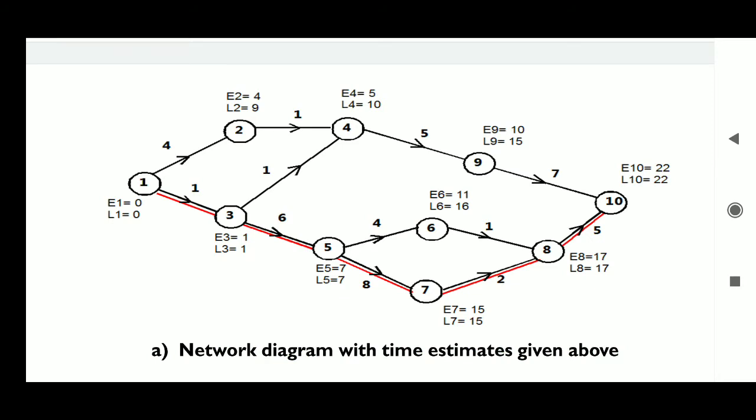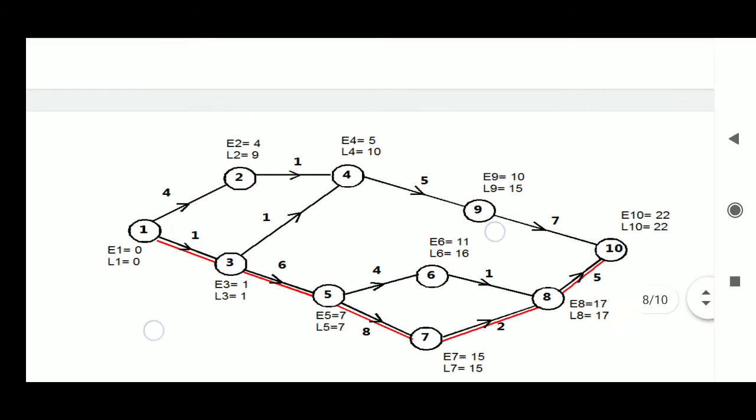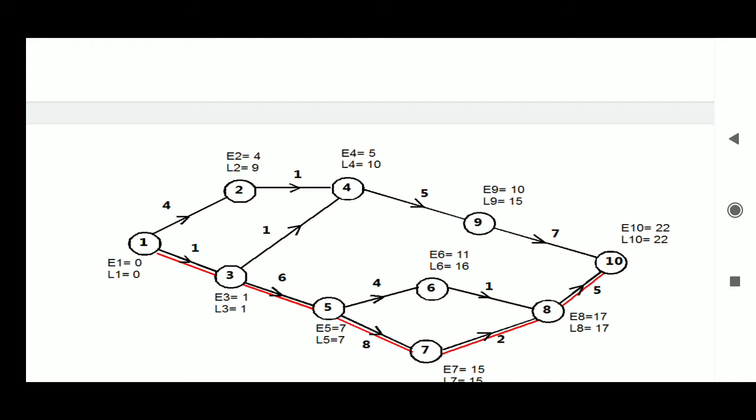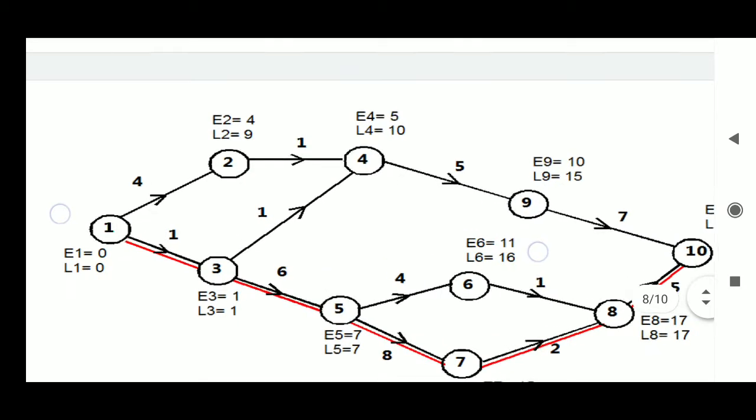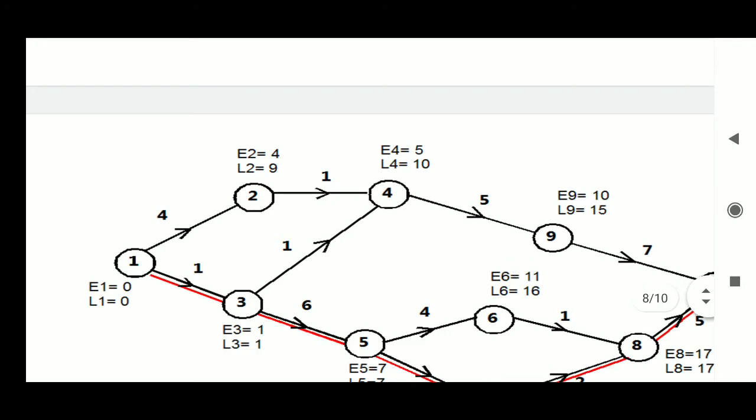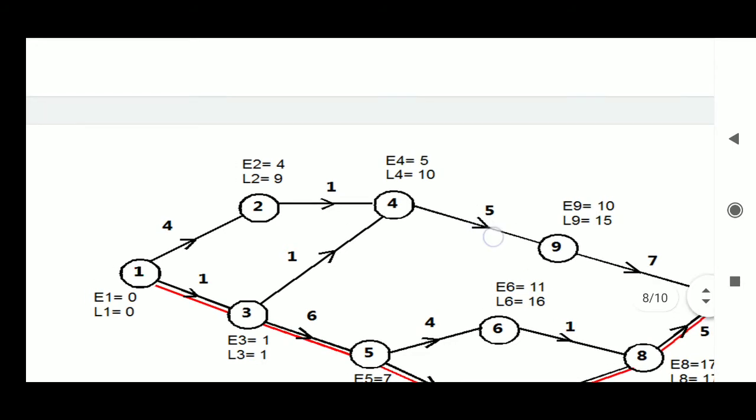See how we calculate the earliest time. At the start of the project, the earliest start time is taken as 0. Here E1 is taken as 0. The duration of the activity 1-2 is 4, hence 0 plus 4 is 4, so E2 equals 4. Similarly for activity 1-3, E1 is 0, and E3, for activity 3-4, the earliest start time is 1, that is 0 plus 1.